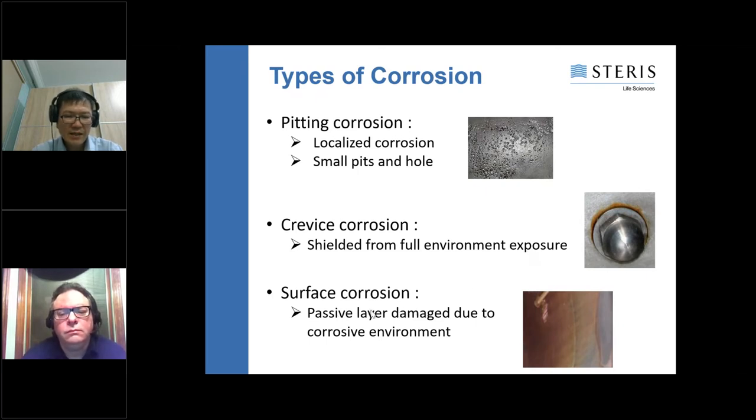And the third one is basically surface corrosion. So this is basically passive layer damage due to a corrosive environment. You can see the underlying damage on the surface. So these are the three main types of corrosion that you can see in the process or the utility equipment.